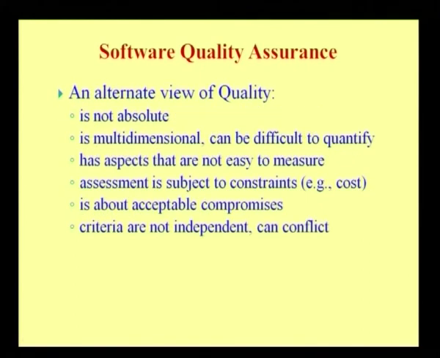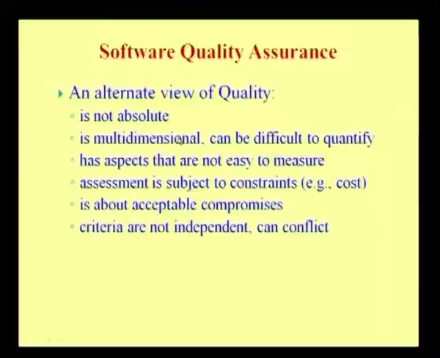As an alternate view of quality, quality is not an absolute value. Quality is multidimensional and can be difficult to quantify. You would have heard some people use two different words, one is quantification, the other one is qualification. Quantification is in terms of the number of, for example in terms of documentation, the number of pages added as the product got developed, and quality is something that is produced as per the expected needs of the customer or the end user. So, this quality is multidimensional and can be difficult to quantify. Quality has aspects that are not easy to measure.